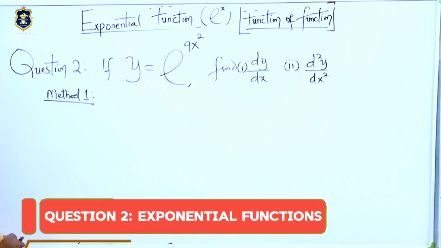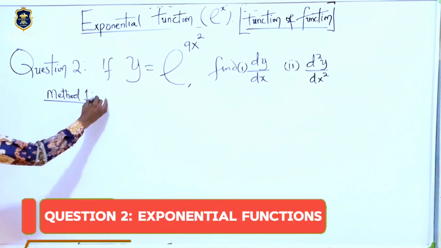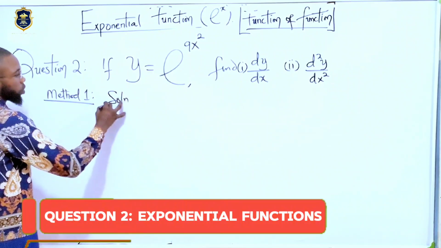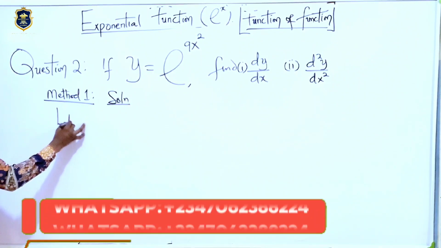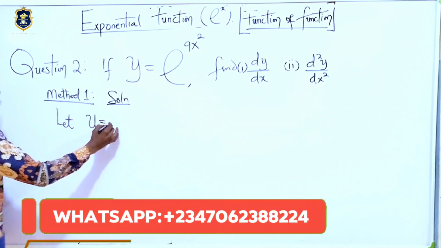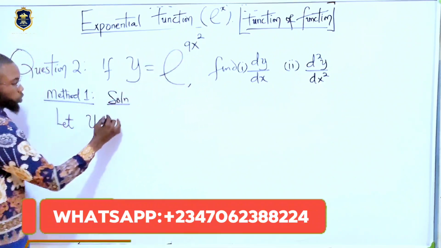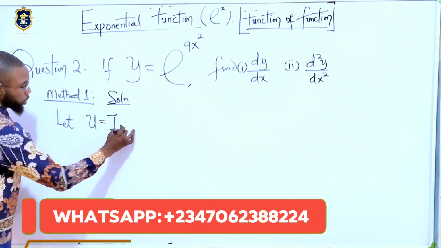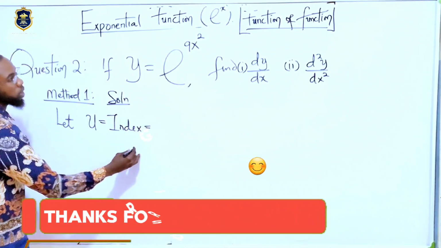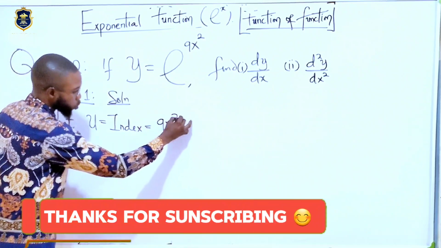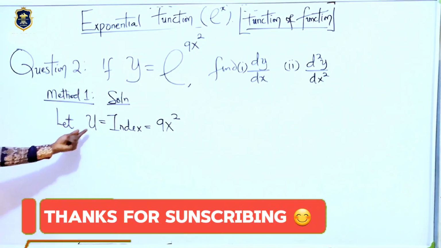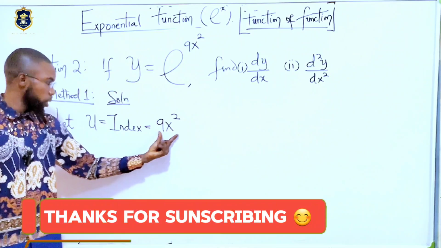Alright, first method. First of all, we said let u be equal to what? Let u be equal to the index, which is what? The index is 9x squared. Right, that's the index. That's let u be equal to the index, and that index is 9x squared.